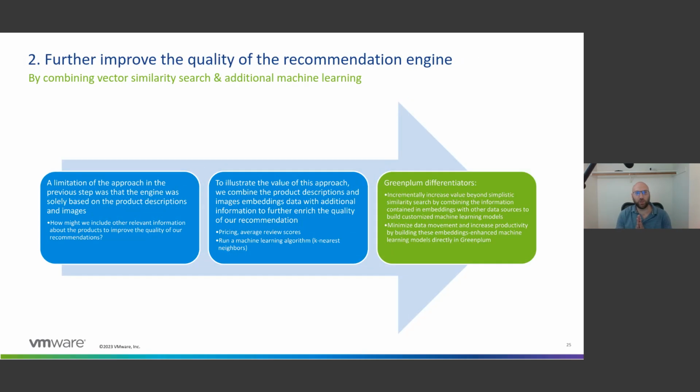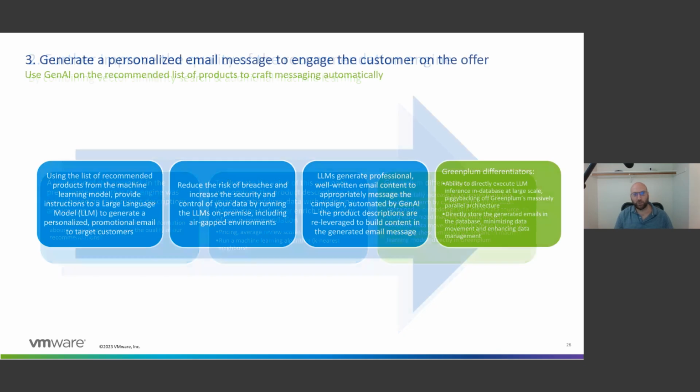So stage 2 is you want to further improve the quality of this recommendation engine. We did it based on similarity, but we may want to look at some structured data. We may want to look, for example, at the pricing, the review scores. We may want to run some other statistical machine learning algorithm. In this case, we did a k-nearest neighbor, right? So you're bringing all these different tools together, minimizing data movement and producing a more accurate and interesting recommendation for each person. And then bang, we have the recommendation. We have one recommendation for each customer. There's 1 million people with one product.